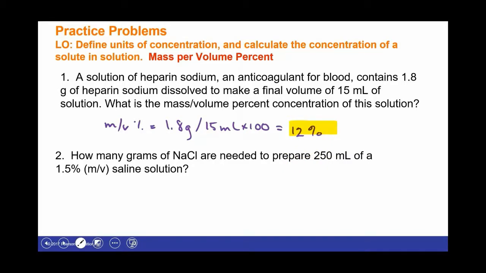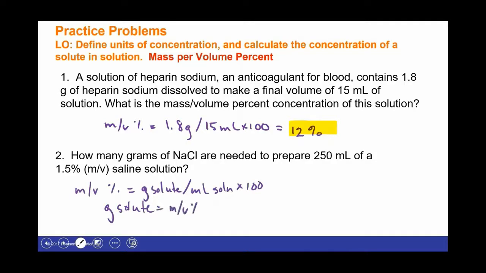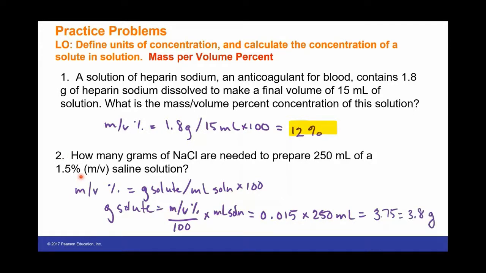How many grams of sodium chloride are needed to prepare 250 milliliters of a 1.5% mass per volume saline solution? Here's when we need to rearrange our equation and get our grams of solute. And that's going to be 0.15 times 250 milliliters, because the 0.15 is 1.5 divided by 100, and we get 3.75 or 3.8 grams. A bunch of our problems ended up with this same numerical value, 3.8. What a coinky dink.